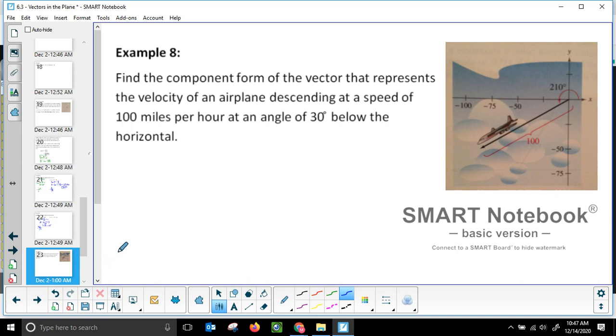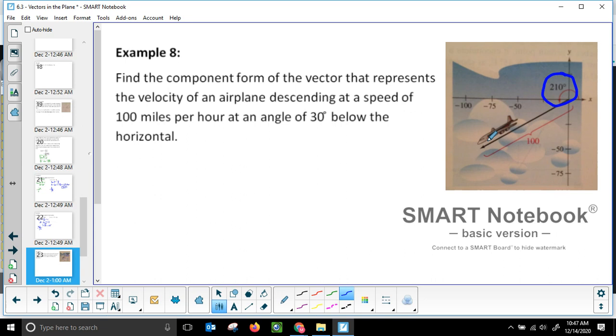Okay, so find the component form of the vector that represents the velocity of an airplane descending at a speed of 100 miles per hour at an angle of 30 degrees below the horizontal. So they give us a picture here, and obviously over around here would be 180, so 30 degrees below that, they give us this angle of 210 here.